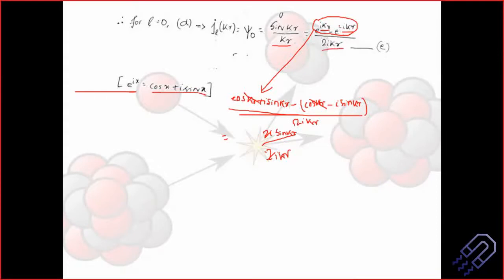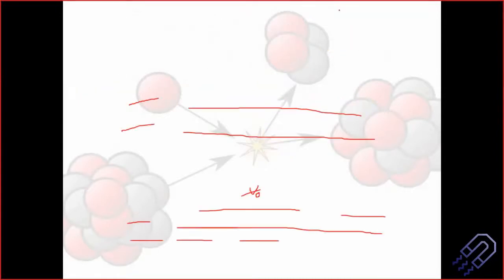So the incoming wave won't have any phase shift, right? Because this is the incoming wave. But as soon as it hits the nuclei, there is a phase shift. So the phase shift will be here. Here we will have delta naught. Obvious, I think this is quite logical. So we'll have a phase shift at the outgoing wave. So let's look into it.